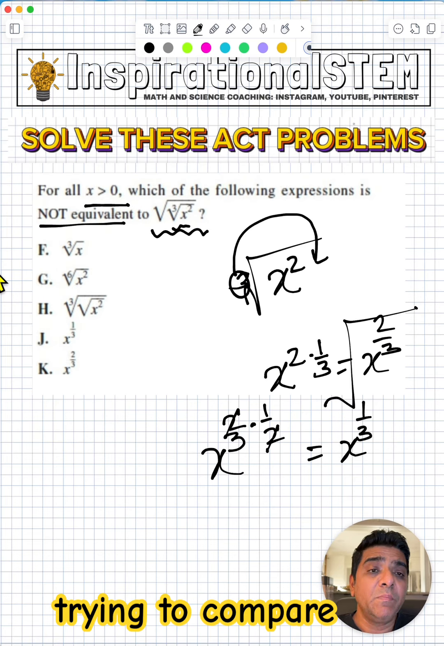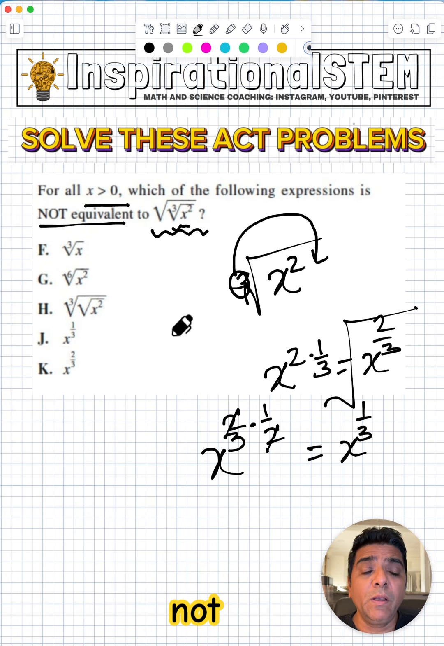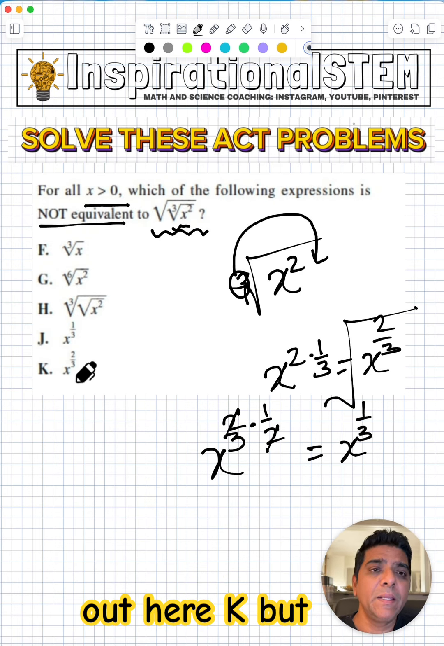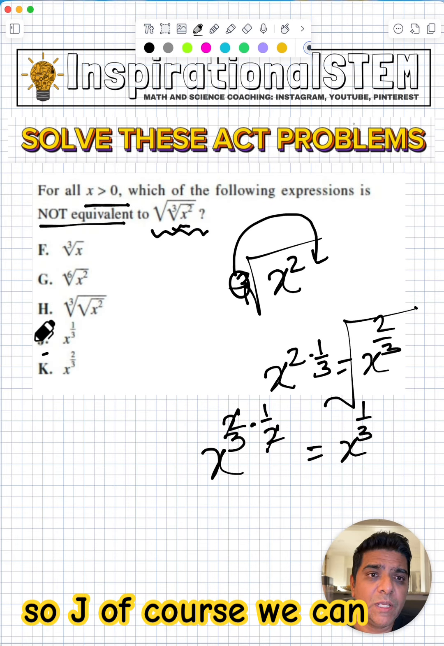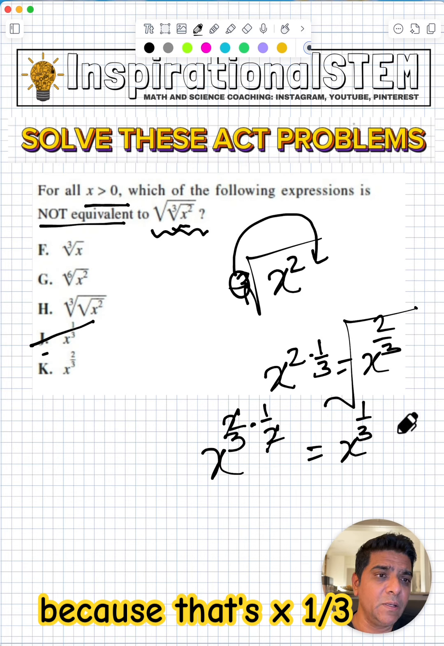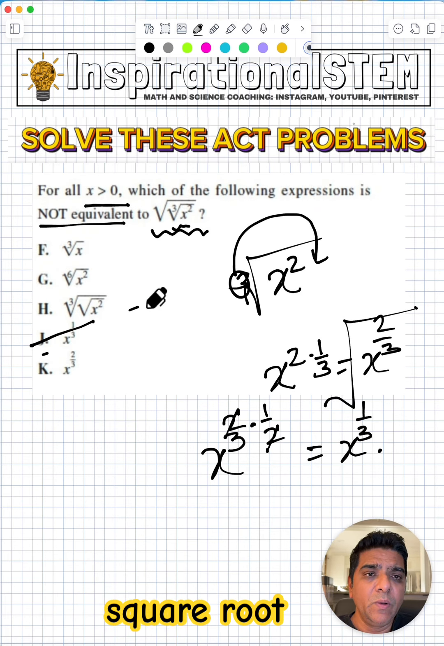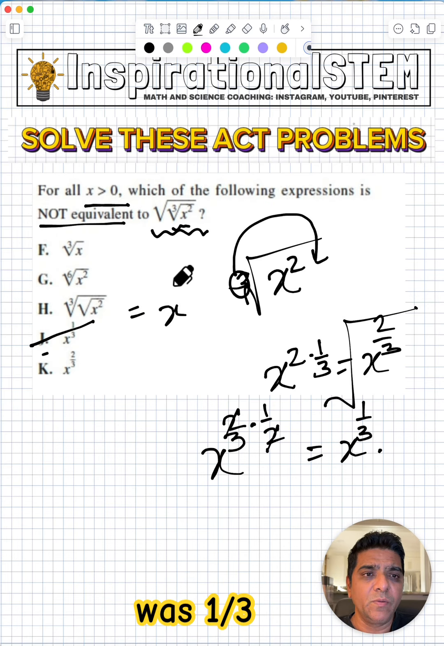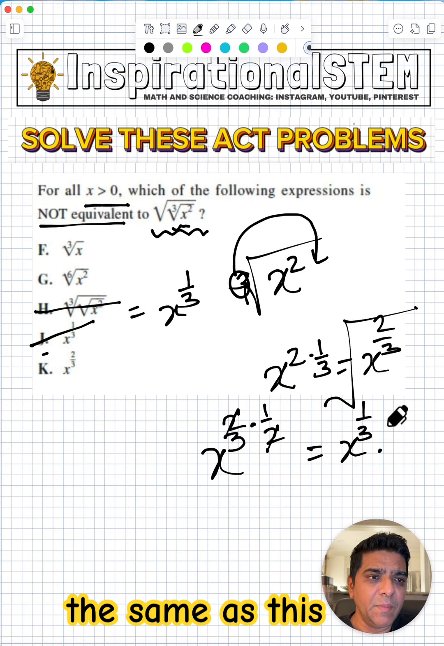Okay, so we're trying to compare these choices to x to the 1/3, and we're going to find out which one is not equivalent to x to the 1/3. So clearly we can see the answer already out here, K, but let's quickly go ahead and see which ones we can cancel. So J, of course, we can cancel because that's x to the 1/3, the same as this. Then this one, x squared square root is x, and then there's a cube root. So we just said the cube root was 1/3, so that's x to the 1/3. So we could go ahead and cancel that as well because it's the same as this.